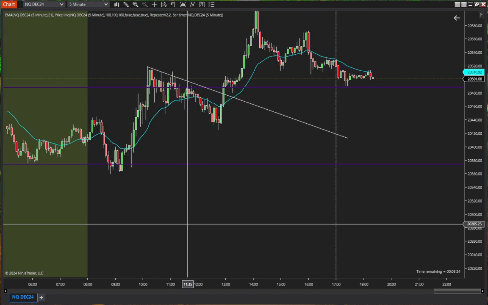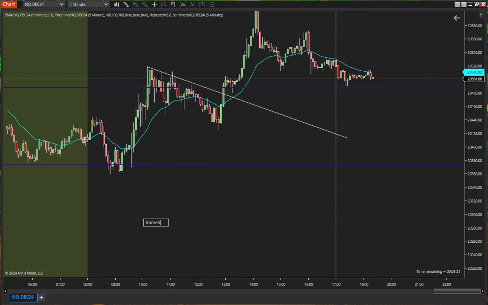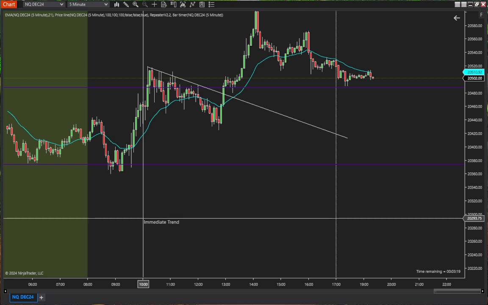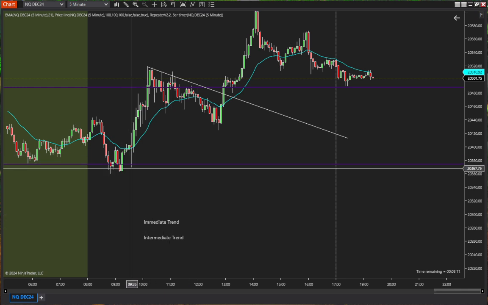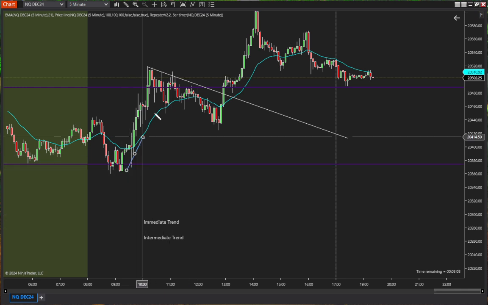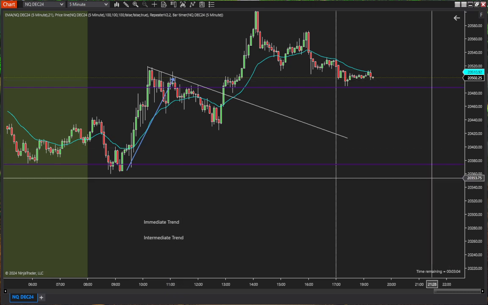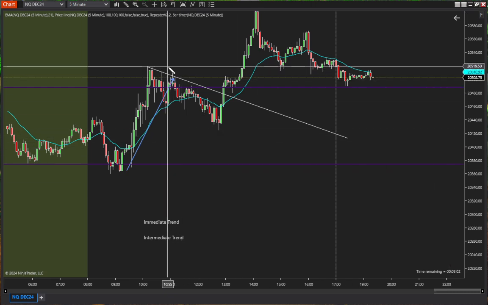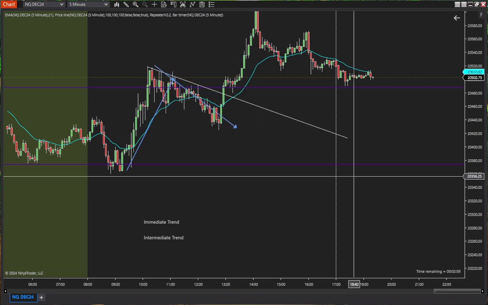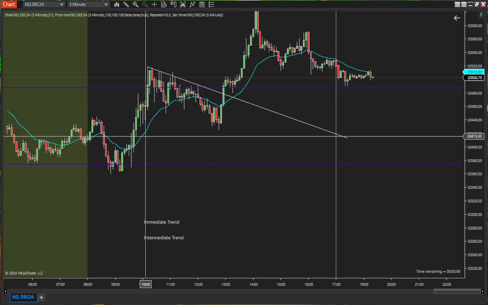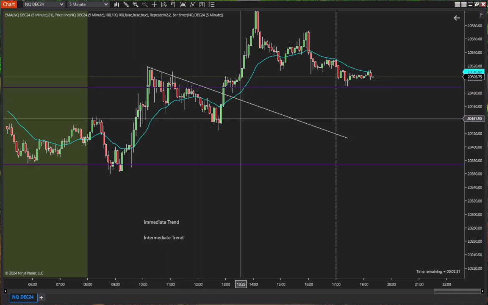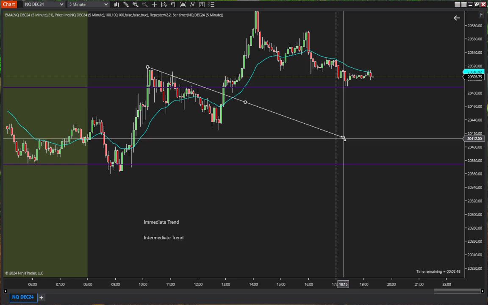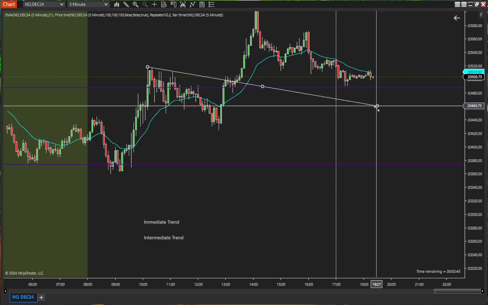If you're looking at intraday, you're looking at two things: your immediate trend and your intermediate trend. Immediate trend is intraday, we are trending up. What is our intermediate trend? We are pulling back. Okay? That's what I'm looking at intraday. Since the New York session started, we've been trending up, then we started to pull back. As you can see, let's go ahead and put these on the chart a little bit better.